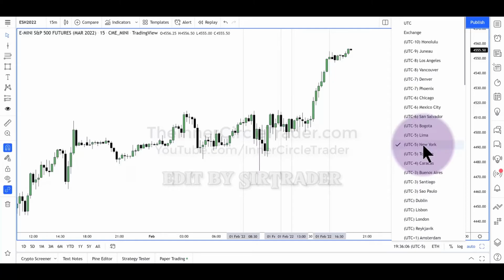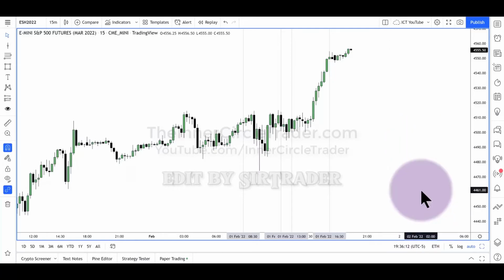Set your TradingView chart to this. If you do that, no matter where you are in the world, you'll be able to calibrate your local time with this. Everything I'm showing you is directly linked to New York local time. If you use any other time frame, you're going to mess up.